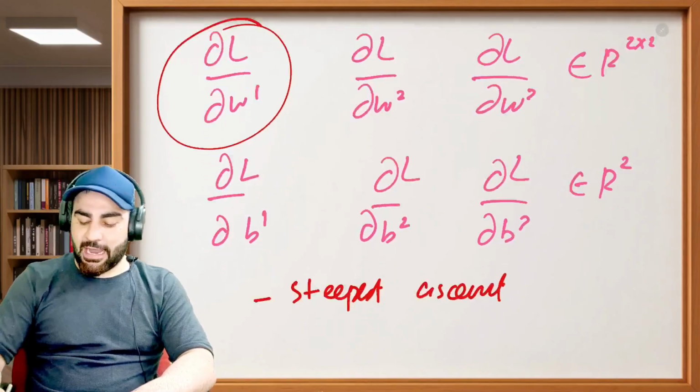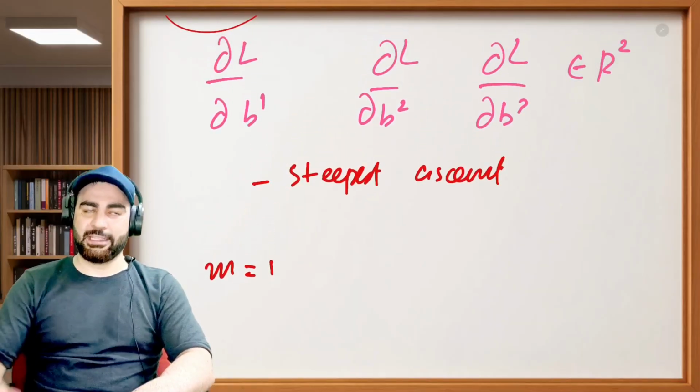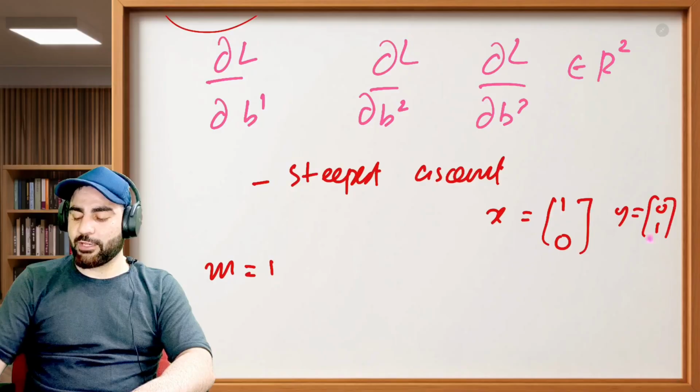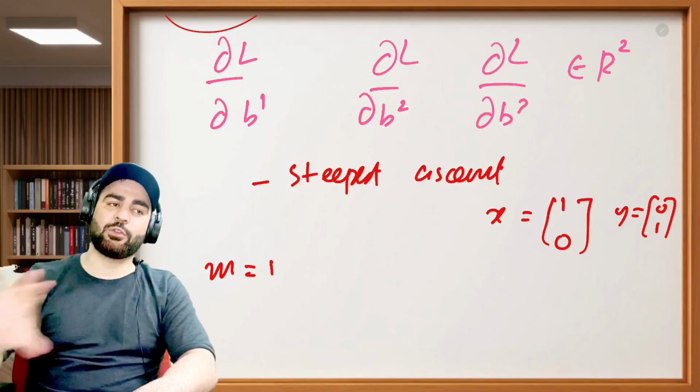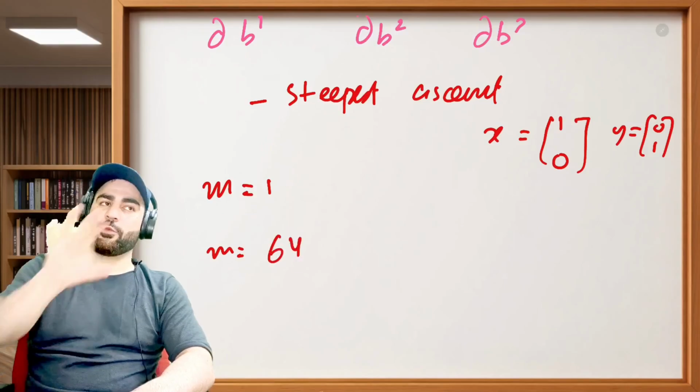Okay, so when m is equal to 1, you take a single point. I just showed you for a single point: the point that we had was x equal to 1 0, and its prediction y was equal to 0 1. So we did it for a single point, and then in general we'll do it for batches. We'll take some m, let's suppose 64, so we'll do it for 64 values.